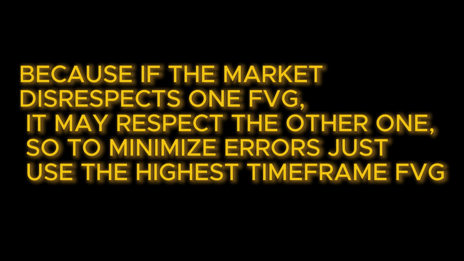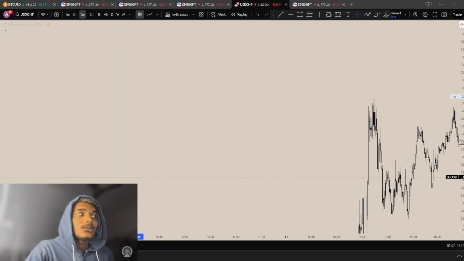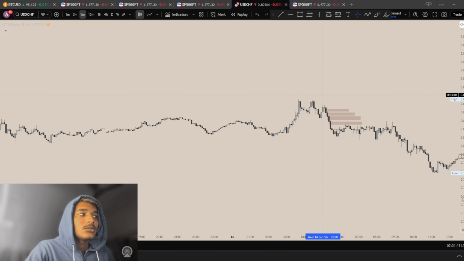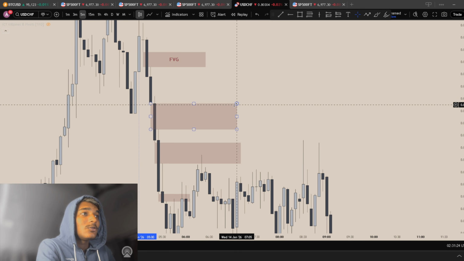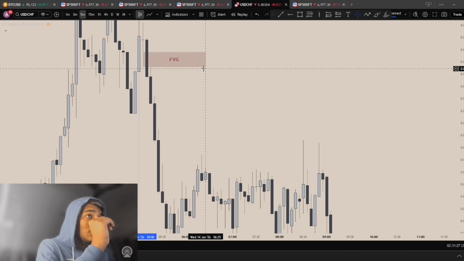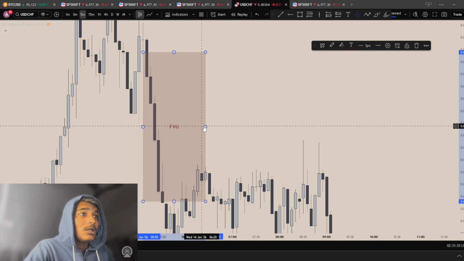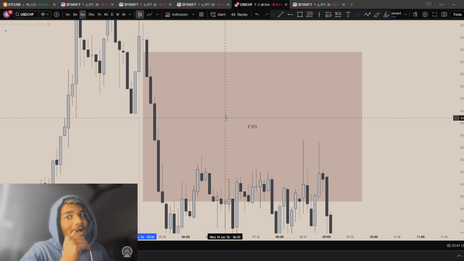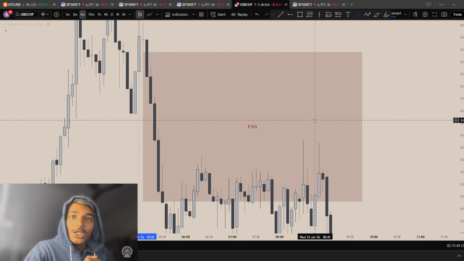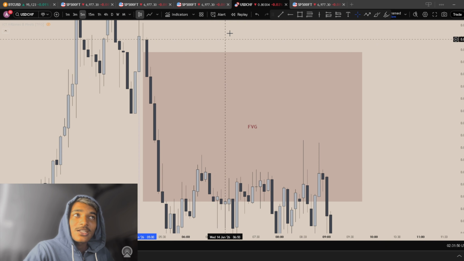So we were here, there are some consecutive fair value gaps, so I'm going to mark them as only one fair value gap. Extend it from here to here. Now if this is a bearish fair value gap and the market goes into it, then if the market respects it, the market will start to move down, or if the market disrespects it or inverses it, then the market is going to move up.